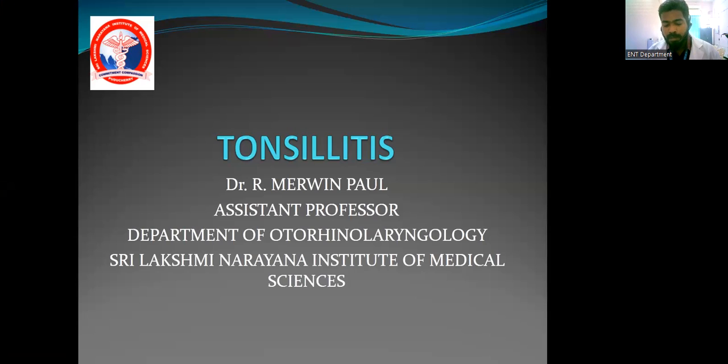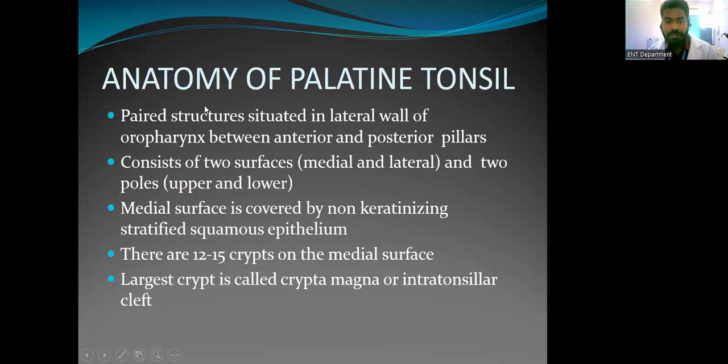Tonsils are basically a pair of lymphoid organs. There are various types of tonsils present in the head and neck region. The main tonsil is the palatine tonsil, which we have in the oropharynx. First we'll discuss the anatomy of the palatine tonsils.